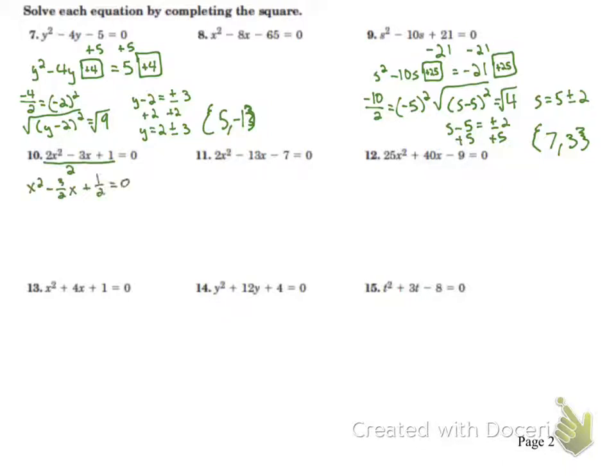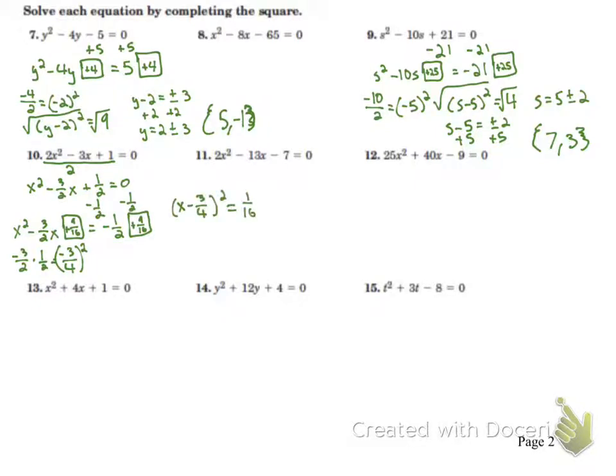Next problem, number 10, a is 2. So I can't do completing the square unless I divide the whole thing by 2. That'd give me x squared minus 3 halves x plus 1 half equals 0. Subtract 1 half, and I'll get x squared minus 3 halves x box equals negative 1 half box. Divide negative 3 halves by 2, and that gives me negative 3 fourths. I square that, and I get plus 9 sixteenths plus 9 sixteenths.